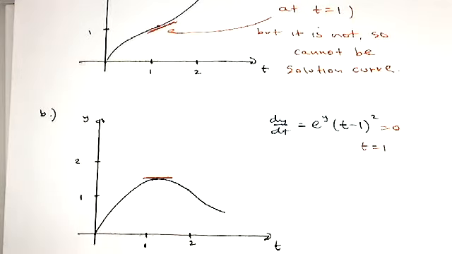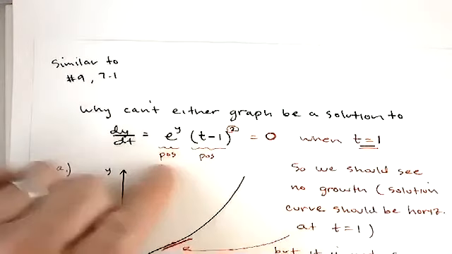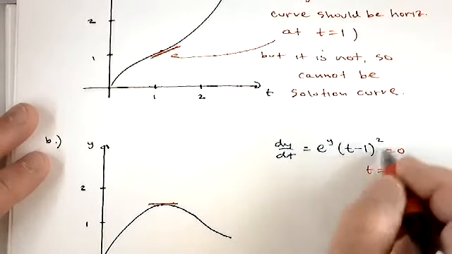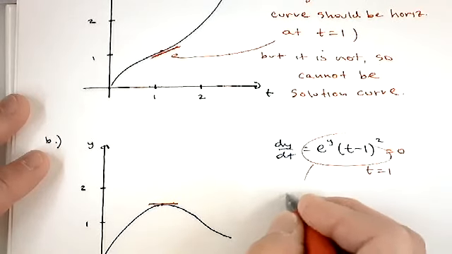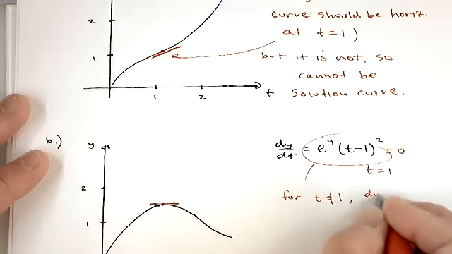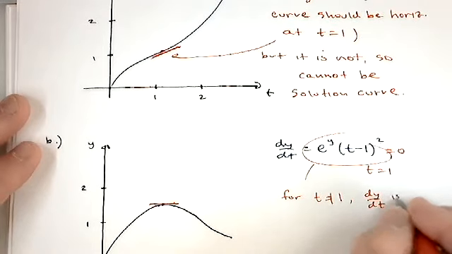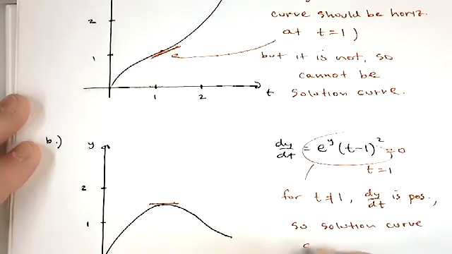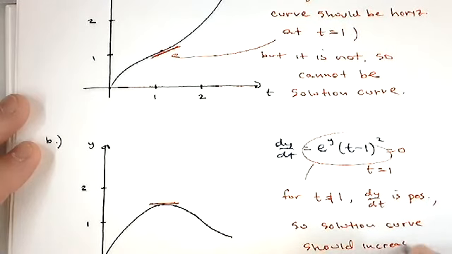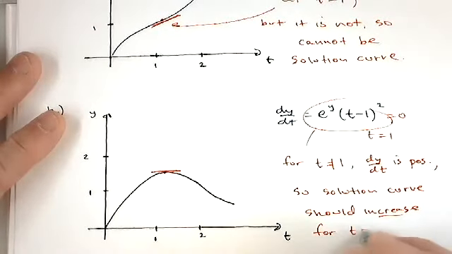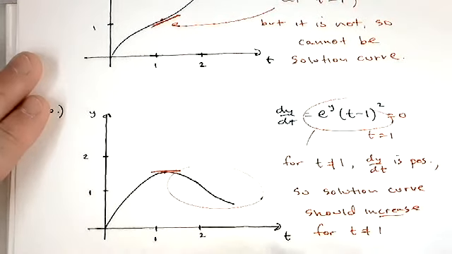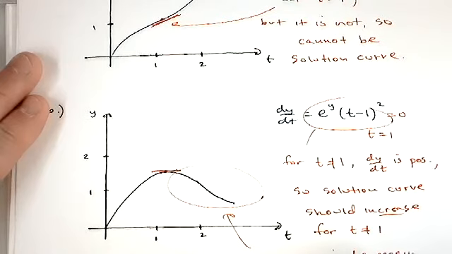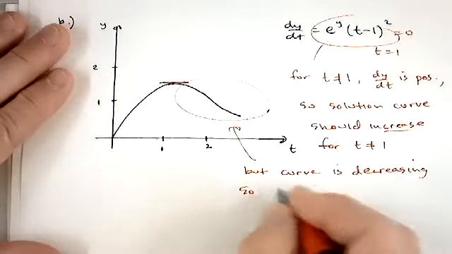Yes, exactly. We also did agree that other than t being 1, we should always be getting positive values for this, in which case my solution should always be increasing, right? So for t not equal to 1, dy dt is positive. So the solution curve should increase, as long as I'm not at t equals 1. But this part right here is decreasing. The curve is decreasing. So this cannot be the solution.